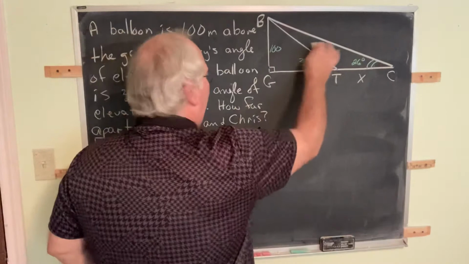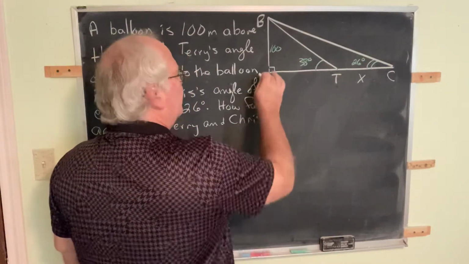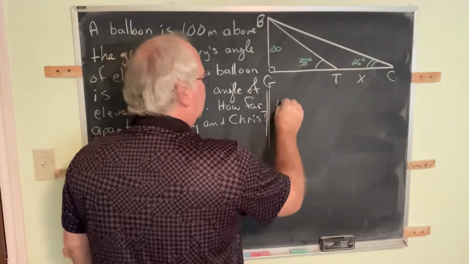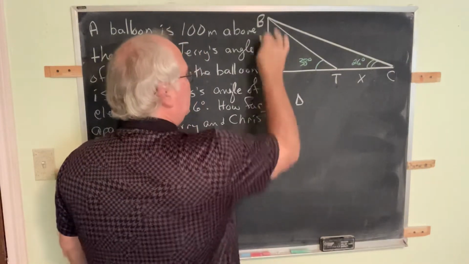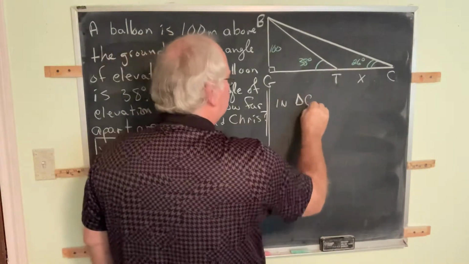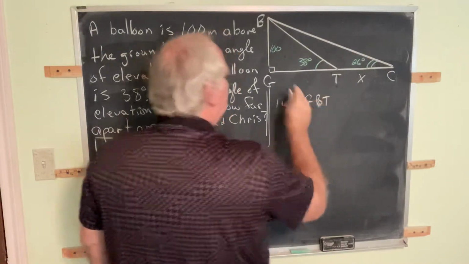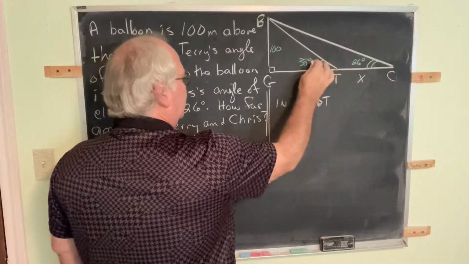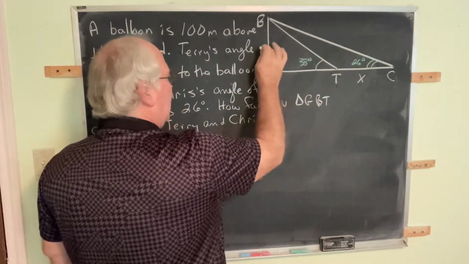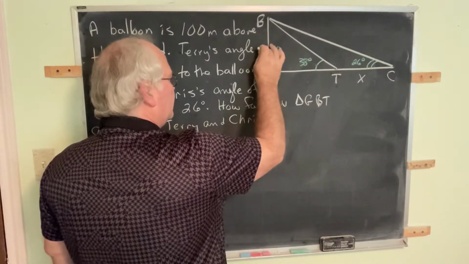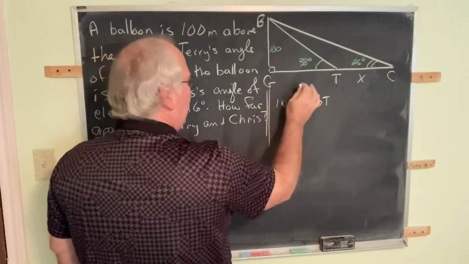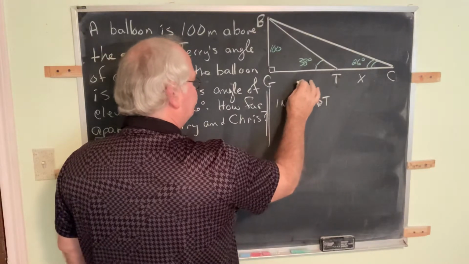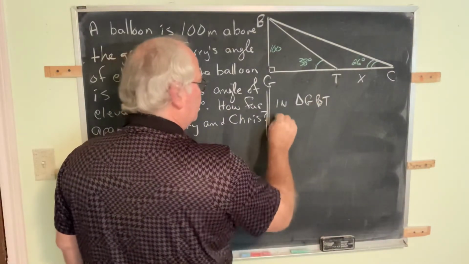Now, we have two triangles present. In the small triangle, triangle GBT, right, we have a triangle this way. We have this angle given. We have this side given. And from that, we can find this distance. Well, the problem is we don't need to find that distance. So let's leave that for a moment.